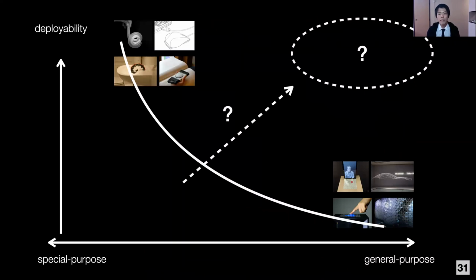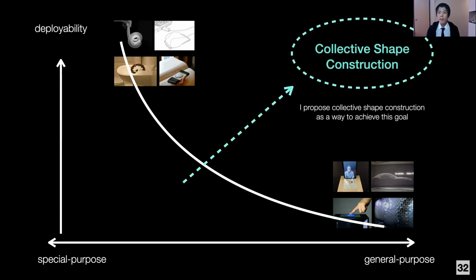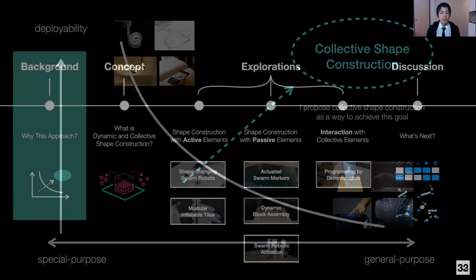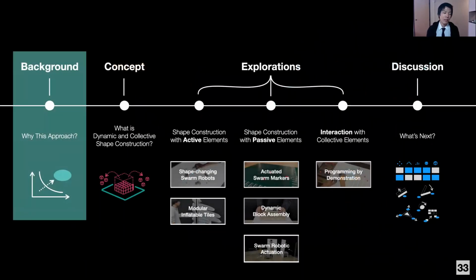So one of the interesting challenges and questions is, how can we achieve both? In this thesis, I propose collective shape construction and transformation as a way to achieve both general purpose, universal shape transformation, while also being deployable and simple enough, with interchangeable elements. So this is the background and the motivation of my thesis.